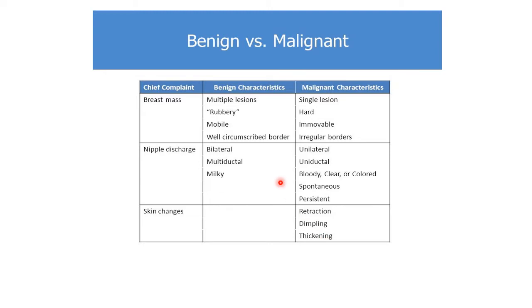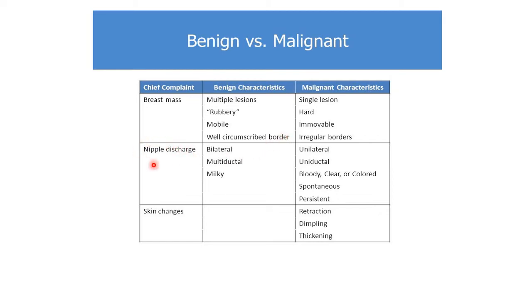Okay. This table shows you the differences between benign and malignant lumps in the breast, which are very, very important. Okay. You must know this very carefully. The breast mass, malignant lesions tend to be single, hard, immobile, and with irregular borders, whereas the benign ones may be multiple, rubbery in consistency, mobile, and with a well circumscribed border, as you see in this patient.